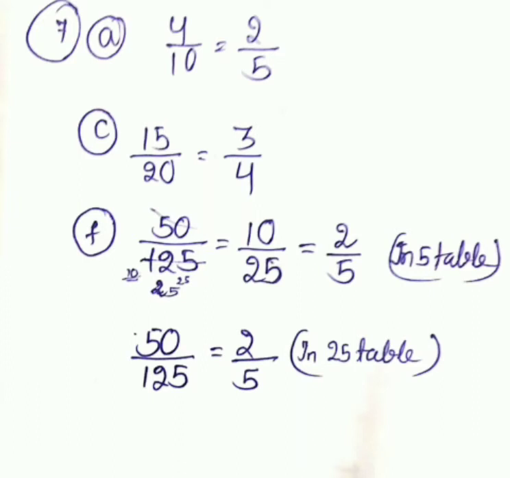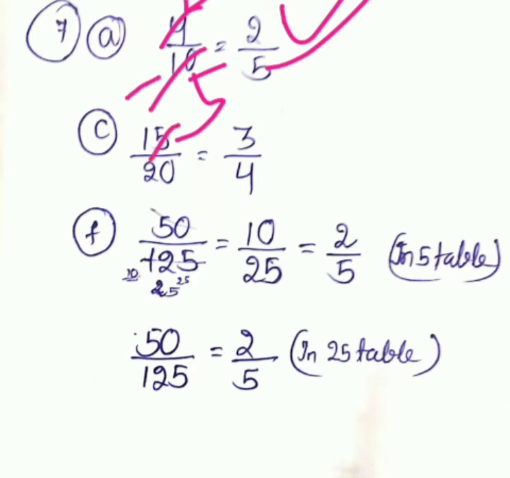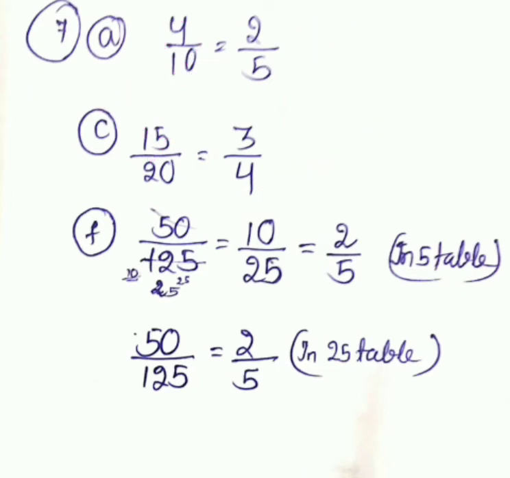So, here 2 2s are 4, 2 5s are 10. It is 2 by 5. Here both are in the 5 table. 5 3s are 15, 5 4s are 20. It is 3 by 4. And number F, I have done 50 by 125.